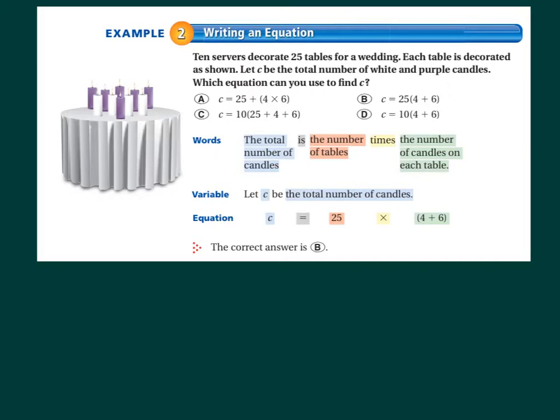So if you look here, we have 4 white candles and 1, 2, 3, 4, 5, 6 purple candles. So if we look at this here, we need to figure out how many times we need to do this with our purple and white candles. We know that 4 and 6 need to be the only thing in parentheses, and we're going to add them. So A and C are automatically out. We don't care about those. And since we have not 10 tables but 25, the equation looks like this: C equals 25 times (4 plus 6).